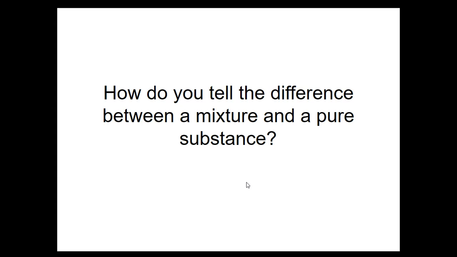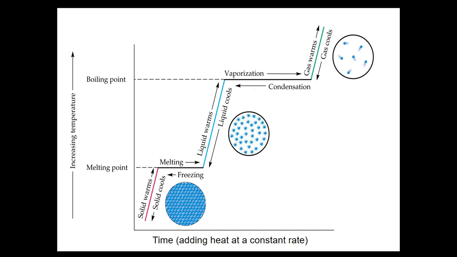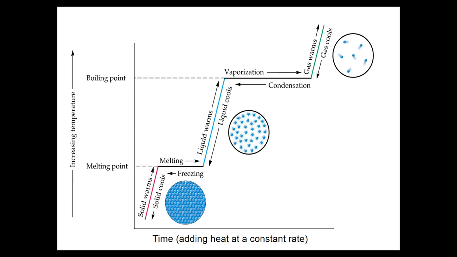So if you have a sample in the lab, I want to show you one way that a chemist would be able to tell, at least to start to see, if they have either a mixture or a pure substance. So we're going to look at something called a heating curve. So here, I want you to draw this in your notes. But what I want you to see here is that what we have on the y-axis is the temperature. On the x-axis, we have the time.